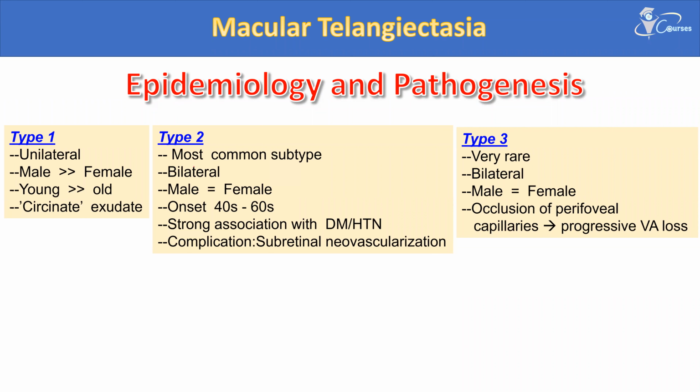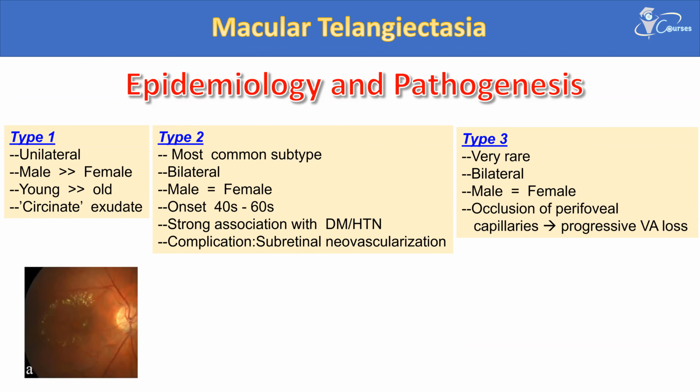In type 1, it is unilateral. Please concentrate with me because these are the areas for the MCQs. Type 1 is unilateral. It is more common in males than in females, more common in the young than in the old, and appears with a circinate exudate, like that.